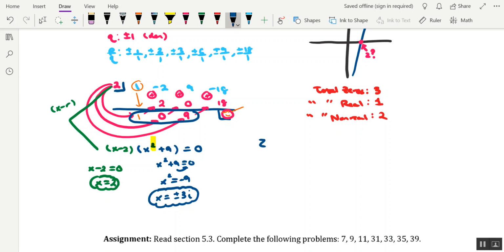So I'd like to officially write out a list of the zeros. We've got 2, we've got 3i, and we also have -3i. Now what's really cool about that is these 2 zeros are also conjugates. And that's something to be expected because of the conjugate pairs theorem.